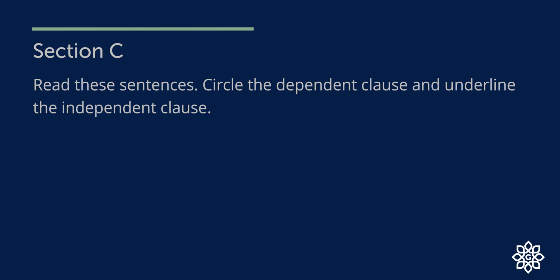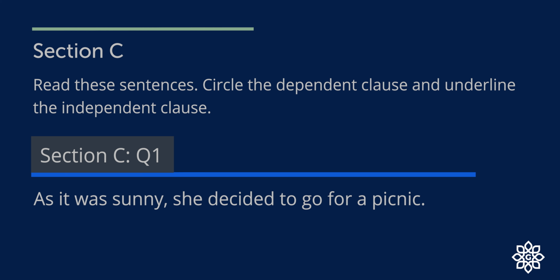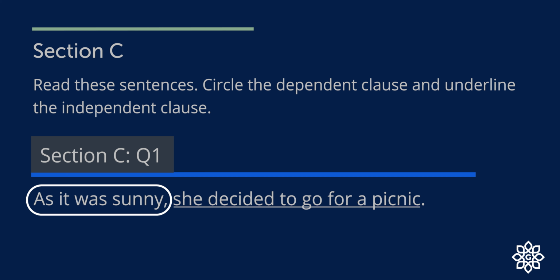Section C. Read these sentences, circle the dependent clause and underline the independent clause. Question number 1. As it was sunny, she decided to go for a picnic. Here, as it was sunny is a dependent clause, and she decided to go for a picnic is the independent clause.